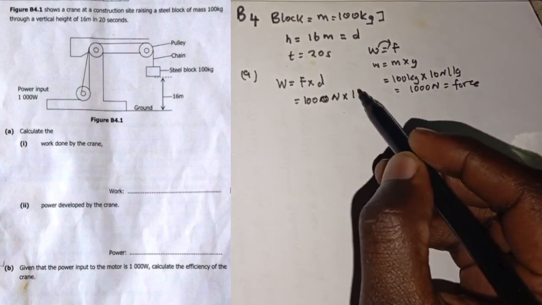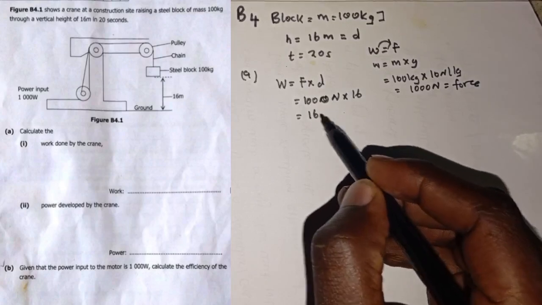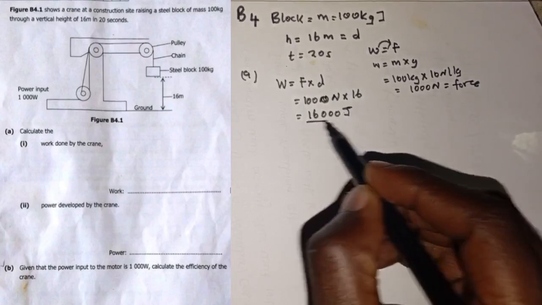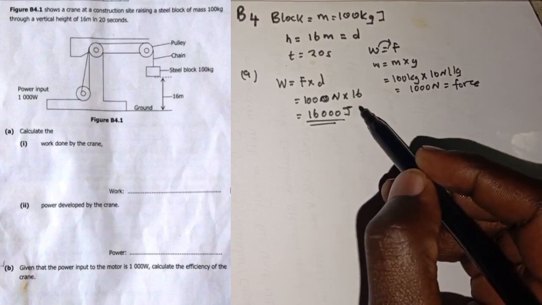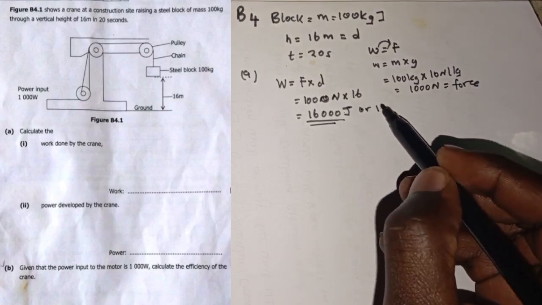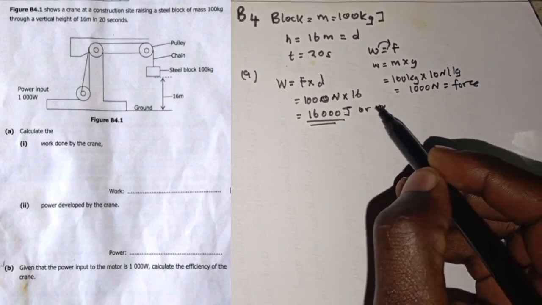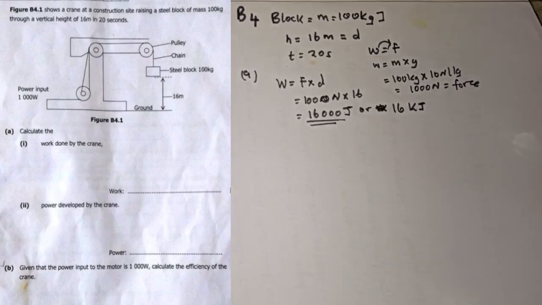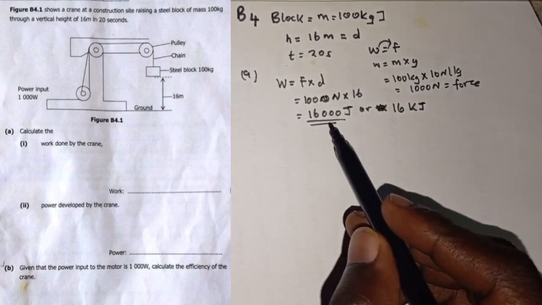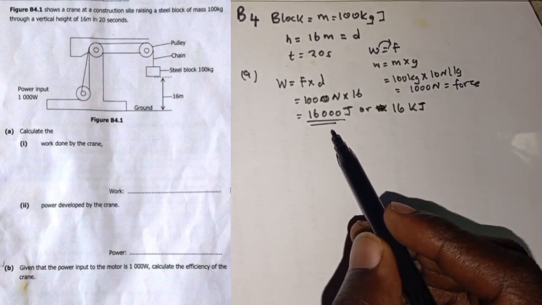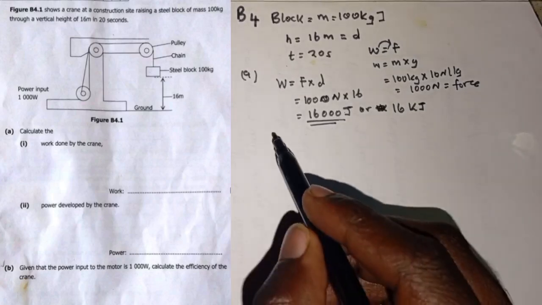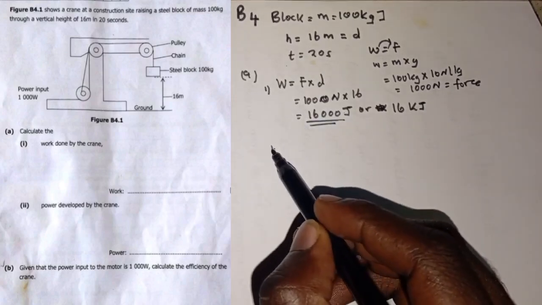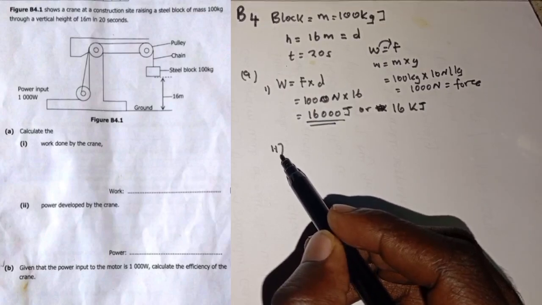The distance is 16, and here we get 16,000 joules. We can just say 16 kilojoules, because kilo means these 3 zeros here. So that's the answer to this question. Next, the power developed by the crane, that is question A2.